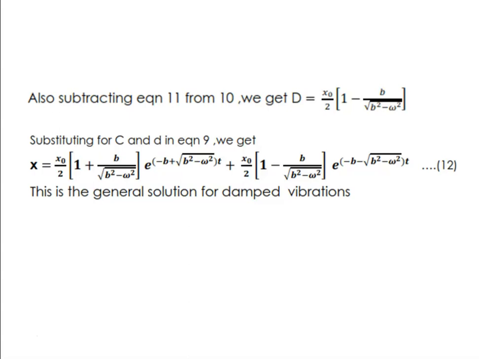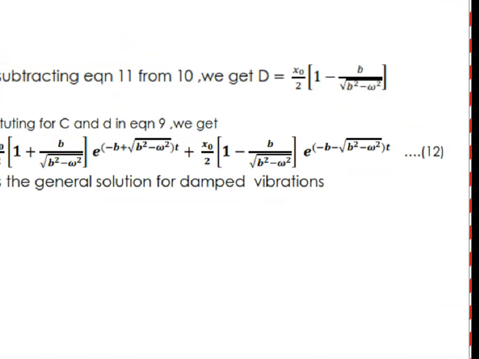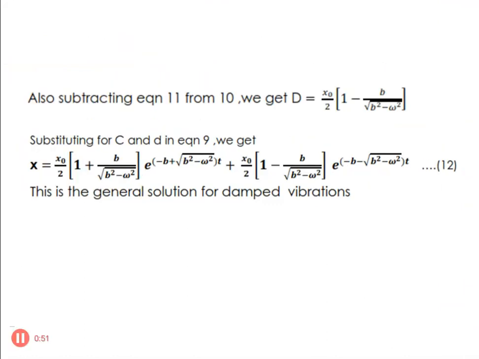The general solution of the damped oscillation is given by x is equal to x naught by 2 into [1 plus b by square root of b square minus omega square] e power minus [b plus square root of b square minus omega square] into t, plus x naught by 2 into [1 minus b by square root of b square minus omega square] e power minus [b minus square root of b square minus omega square] into t. So in this equation there are two parameters.